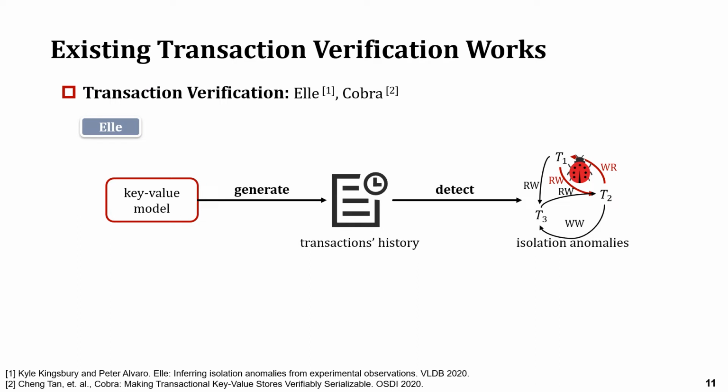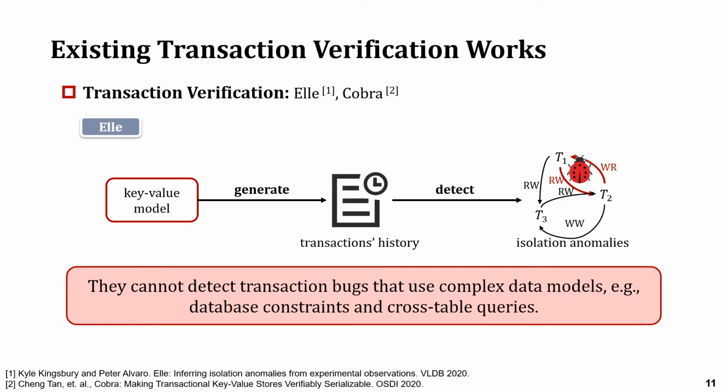To improve the correctness of transaction implementations, existing works mainly focus on verifying whether DBMS provide the transaction isolation guarantees that they claim. For example, Elle and Cobra utilize a simplified database structure, the key-value model, and analyze the transaction history and dependency graph to find transaction bugs. However, they cannot detect transaction bugs that use complex data models, such as database constraints and cross-table queries.